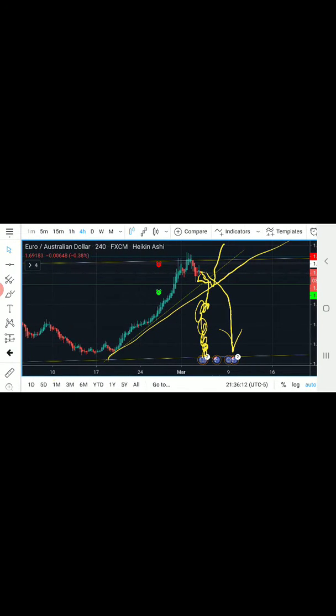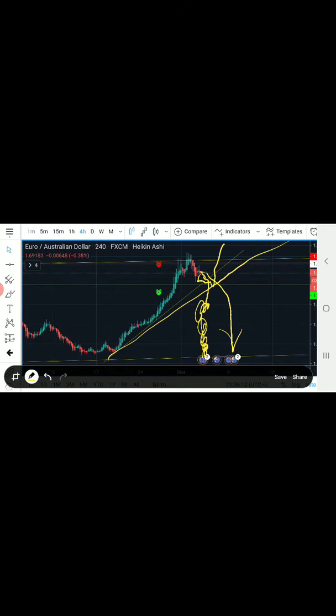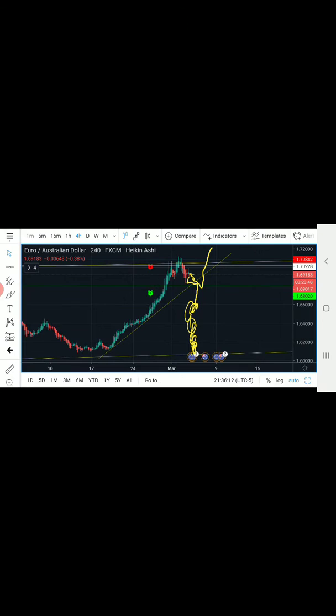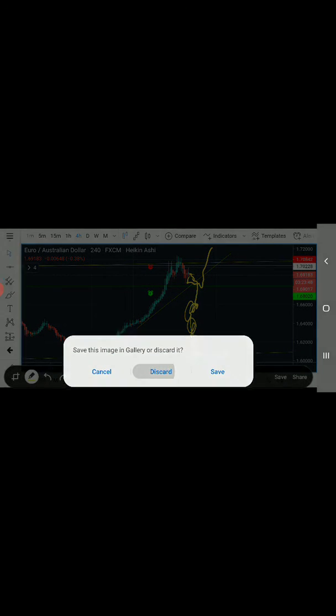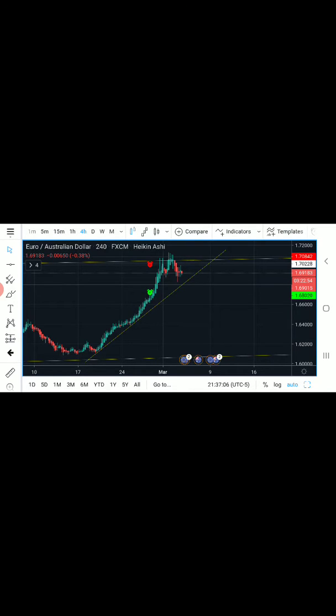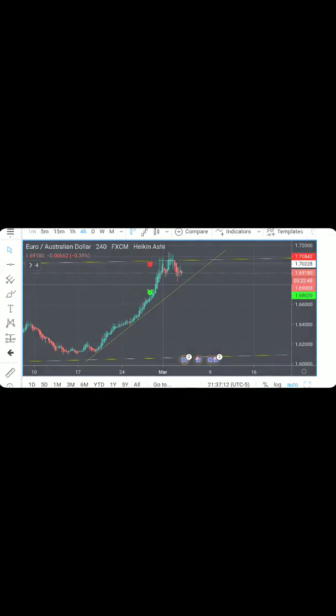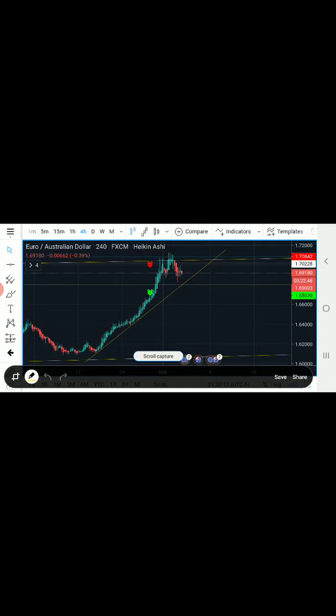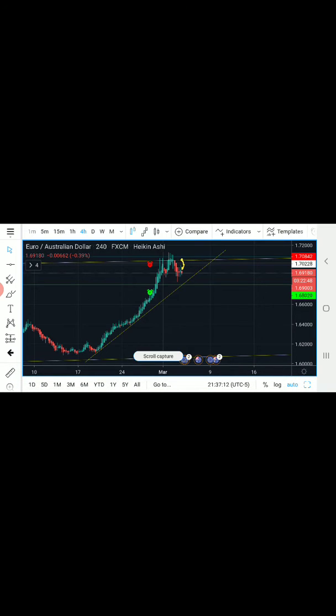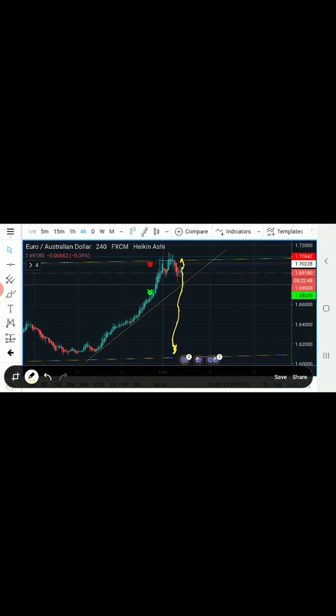The reason I like this trade so much, personally, is because my risk is only up here. My potential gain is all the way down there. It's a lot of money. I'll take that. I'll take these odds.